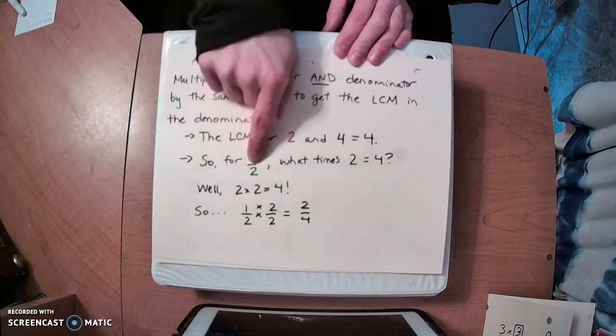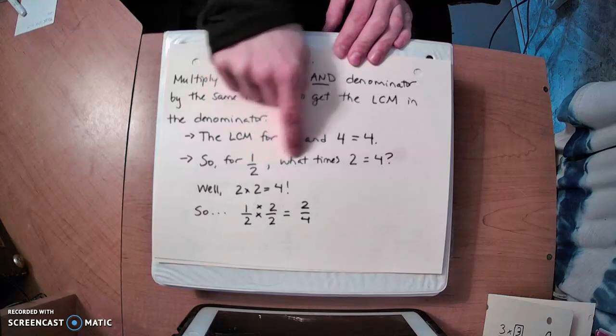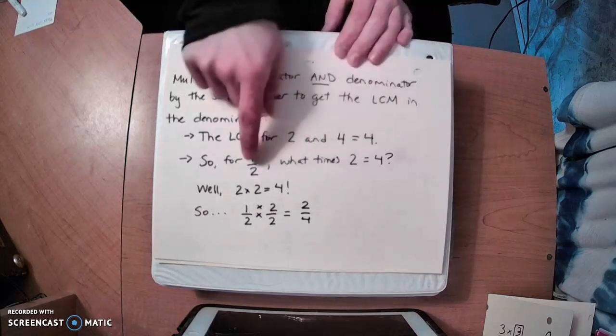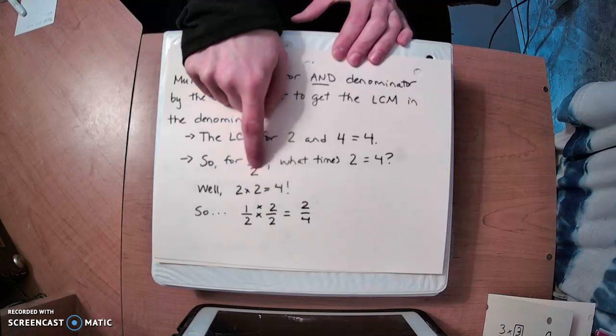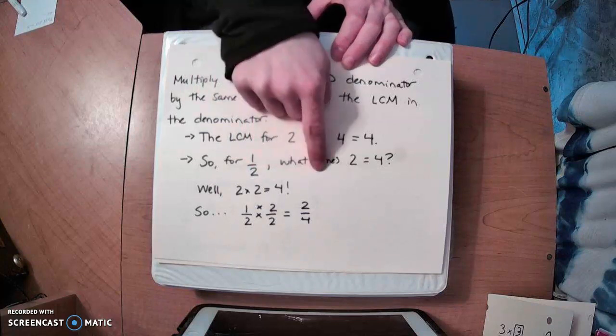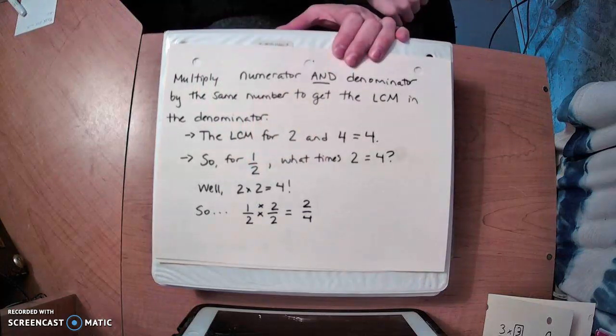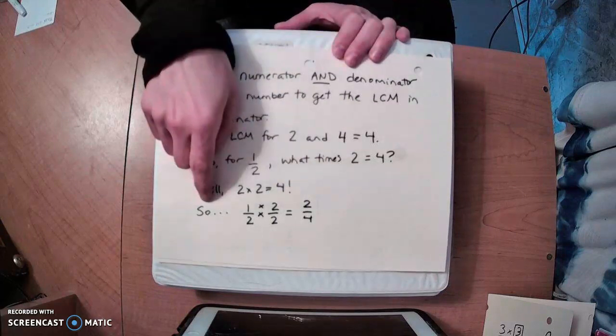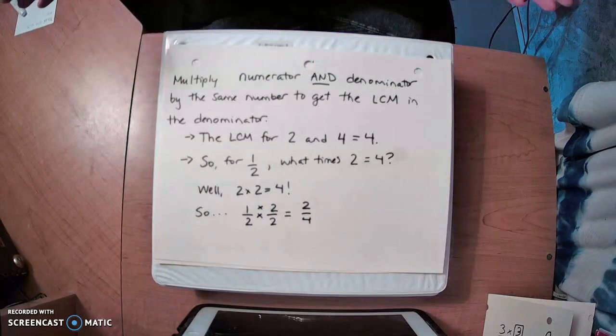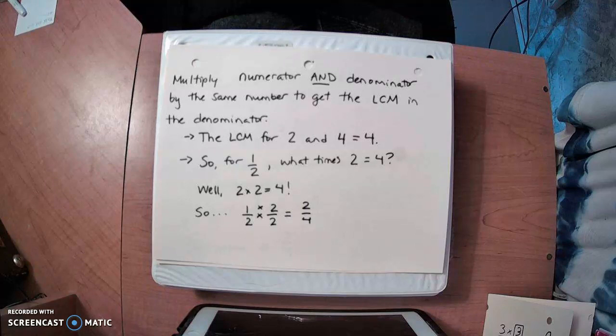So when we're looking at 1/2, what times 2 gets us to 4? Because remember, we're looking at our denominators. We have to think, that denominator says 2. So I'm going to take 2 and multiply it by what to get a denominator of 4? Well, 2 times 2 equals 4. So once we know that, we have to multiply our numerator by 2 because we multiplied our denominator by 2.